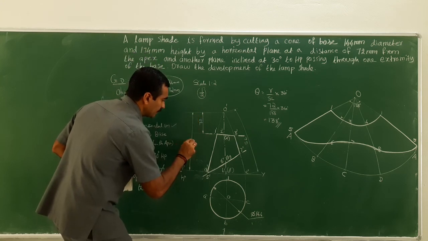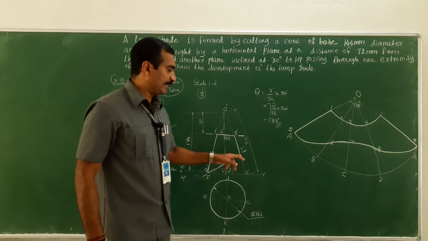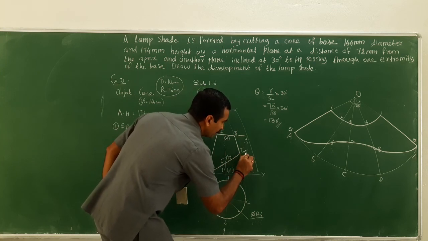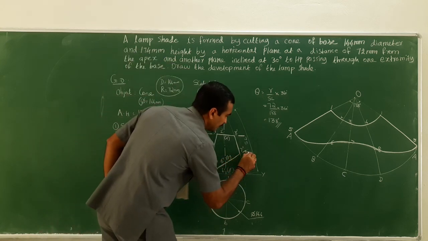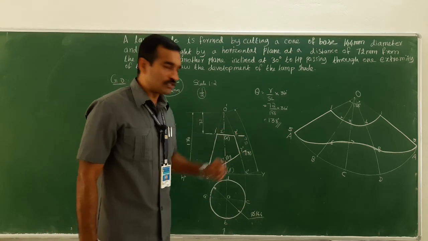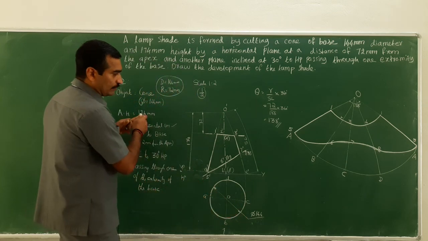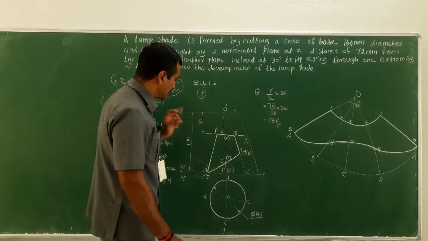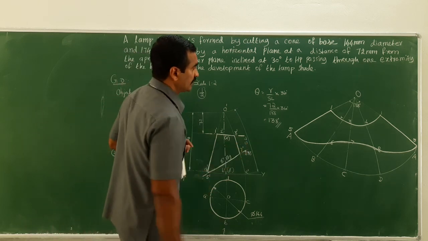Mention it over the dimensioning line, 174. Next, the cutting plane inclination you will have to mention here, which is 30 degrees. Check if any of the dimensions are missed out. The diameter has been captured. Next, the 174, the axis height, has been captured. The first cutting plane, which is 72 mm from the apex, is also captured. The second cutting plane inclination of 30 degrees has been captured.